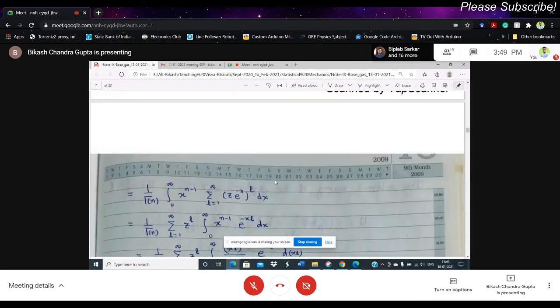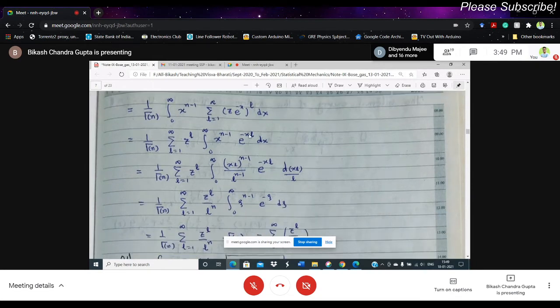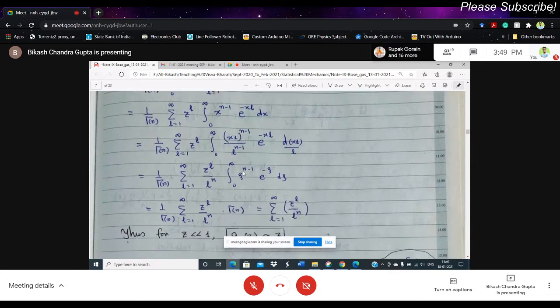This is the term you have written, and then z to the power l is taken out, then x to the power n minus 1, e to the power minus xl, and dx. And you write everything in terms of xl, because in the exponential you have xl, and therefore z to the power l, then (xl) to the power n minus 1 by l to the power n minus 1, e to the power minus xl, d of xl by l. The l to the power n minus 1 and l combine together to give you l to the power n, and then the integration. If you write xi equals xl, then it is xi to the power n minus 1.